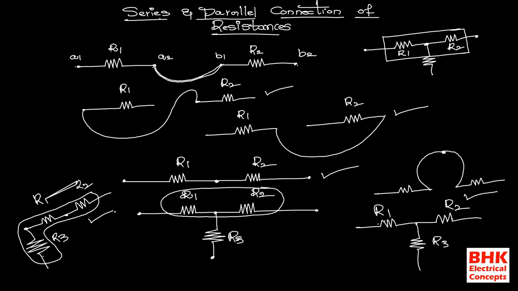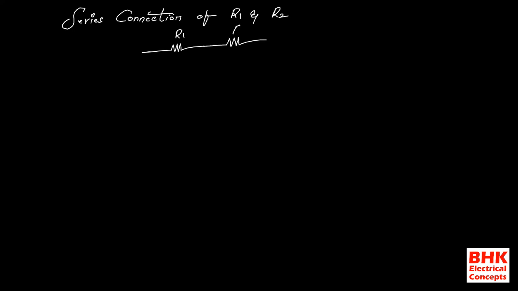Now, coming to the actual point, what is our question? If two resistances are connected in series, then how to get the equivalent resistance of the series combination of R1 and R2? So here, the series connection of R1 and R2. For example, R1 is connected like this and R2 is connected like this. Between these two resistances, one node point is here. So we can say that R1 and R2 are connected in series.